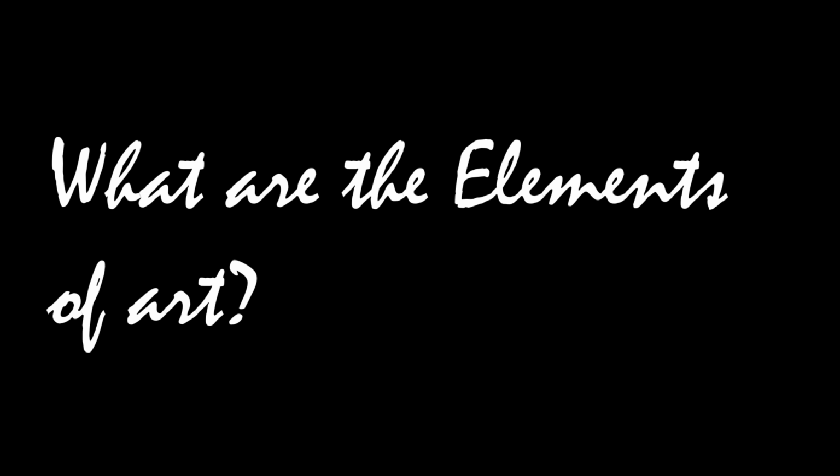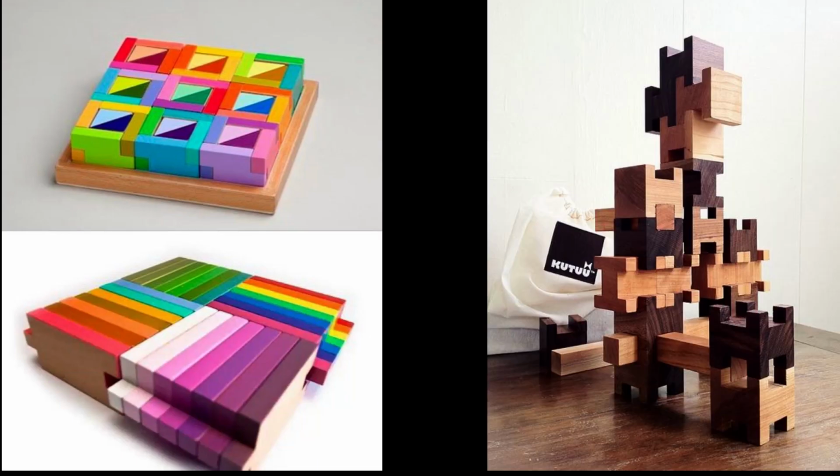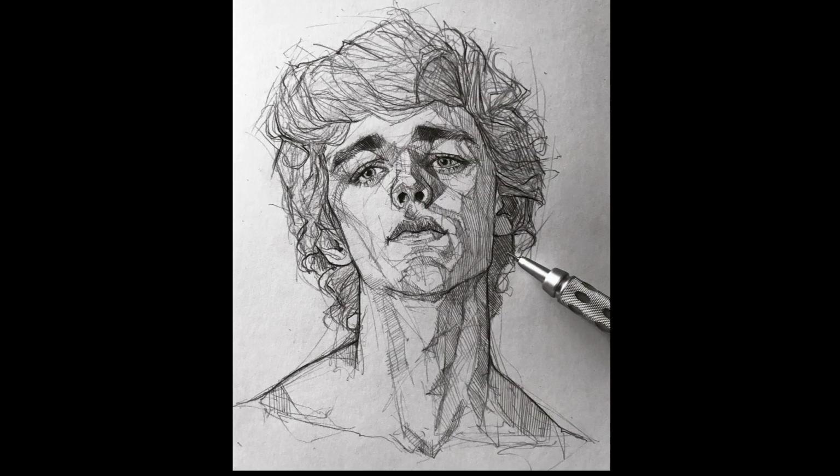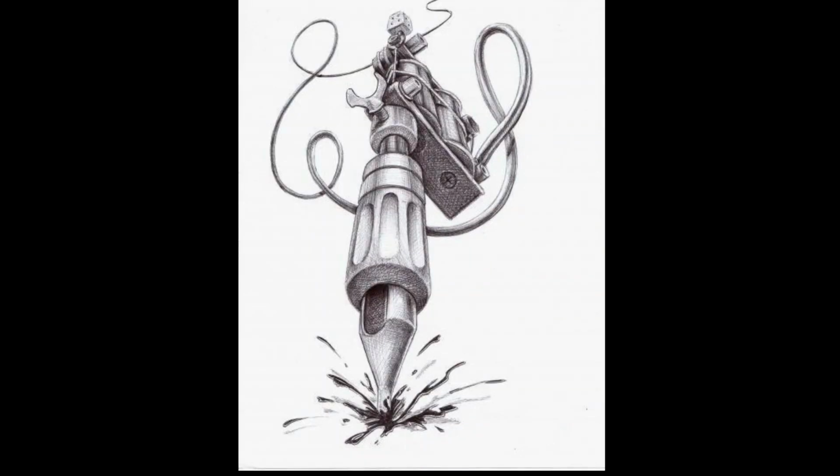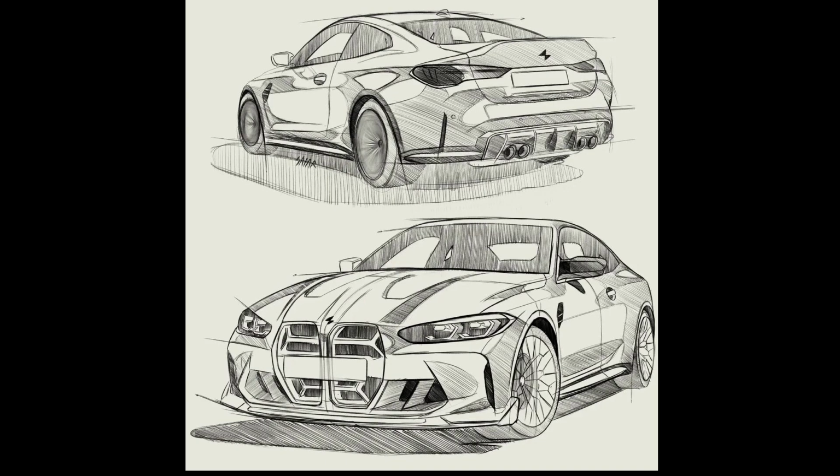So, what are the elements of art? The elements of art are the stylistic features that are included within an art piece that help an artist to communicate. They are the building blocks of an artwork. The origin of an artwork is formulated through the elements of art. So, let's proceed to the examples of the elements of art.